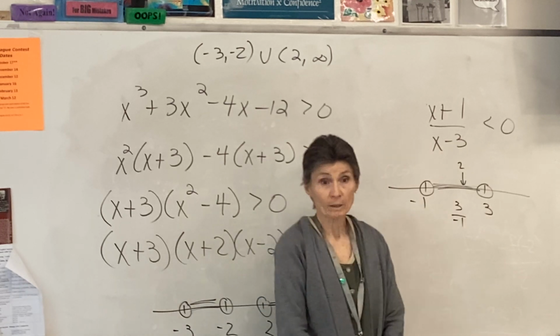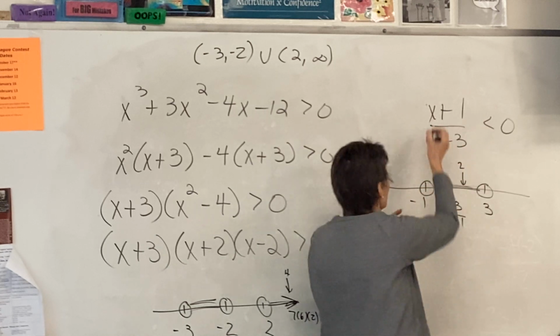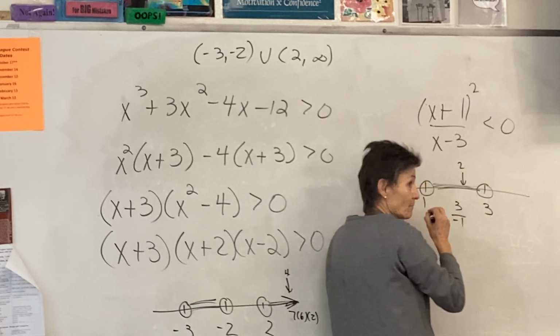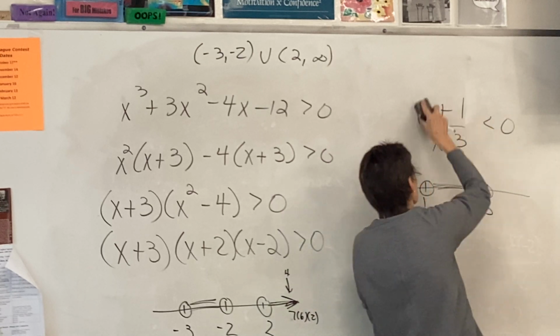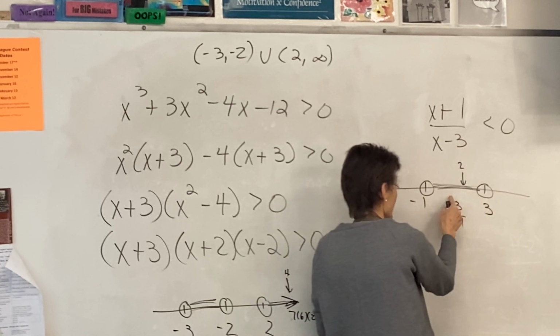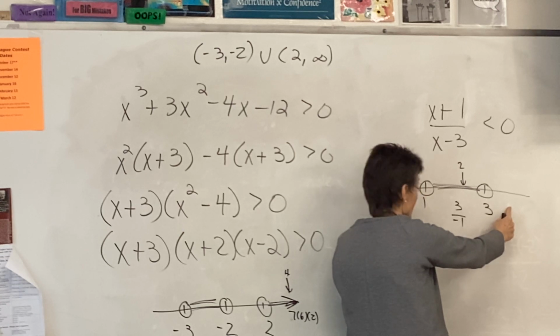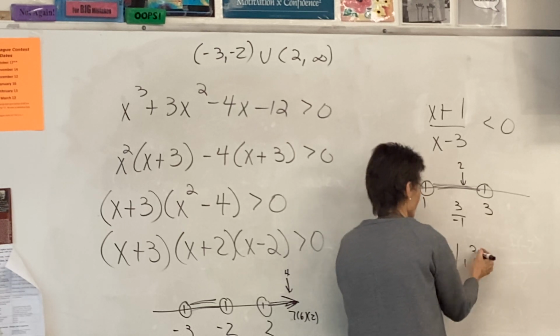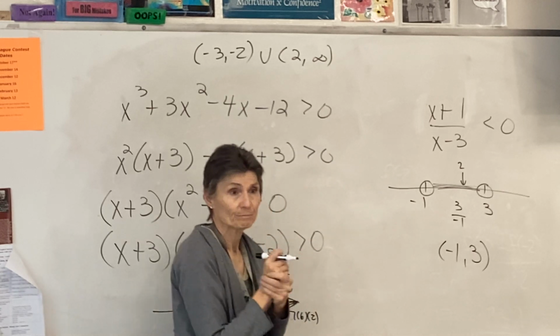And the same shortcut applies. Neither of these are squared, right? I mean, if we had something like this, it would be different, but we don't. We just have plain factors. So I can use my shortcut. So I figured out I shaded here, so what about these? They won't be. So my answer is just -1 to 3. Isn't that easy? It's exactly the same.